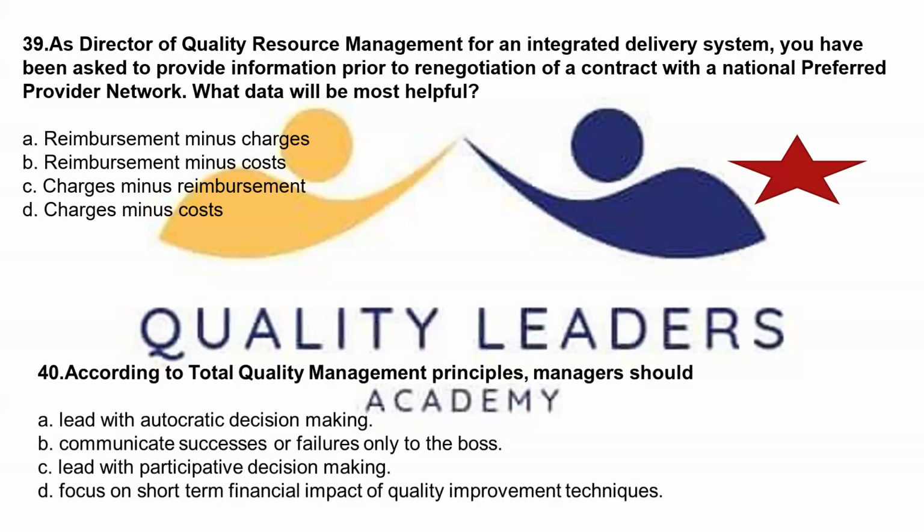The formula is reimbursement minus charges. Yes, that's the answer. So $600 minus $1,000 will give you a negative balance of $400. This negative number might suggest a financial loss, but it doesn't reflect the actual cost of providing the care. For instance, if the cost to perform the procedure is only $500, the hospital is still making a profit of $100. Yes, despite the negative metric.